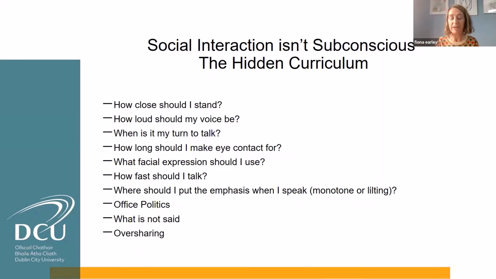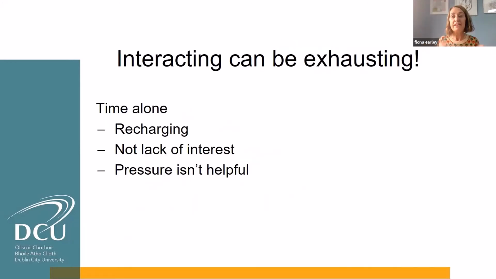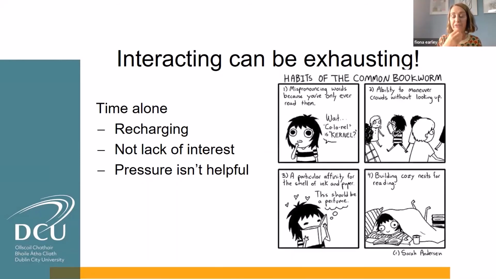Office politics can be a minefield of information for anyone, but for an autistic person who thinks very literally, they're impossible to work out. And possibly the autistic person might overshare, so boundaries. Interacting can be exhausting, so the autistic person or student needs time alone to recharge. Pressure to socialize isn't helpful all the time. A lot of autistic students will say to me that their downtime is reading books. So it is again about getting the balance.